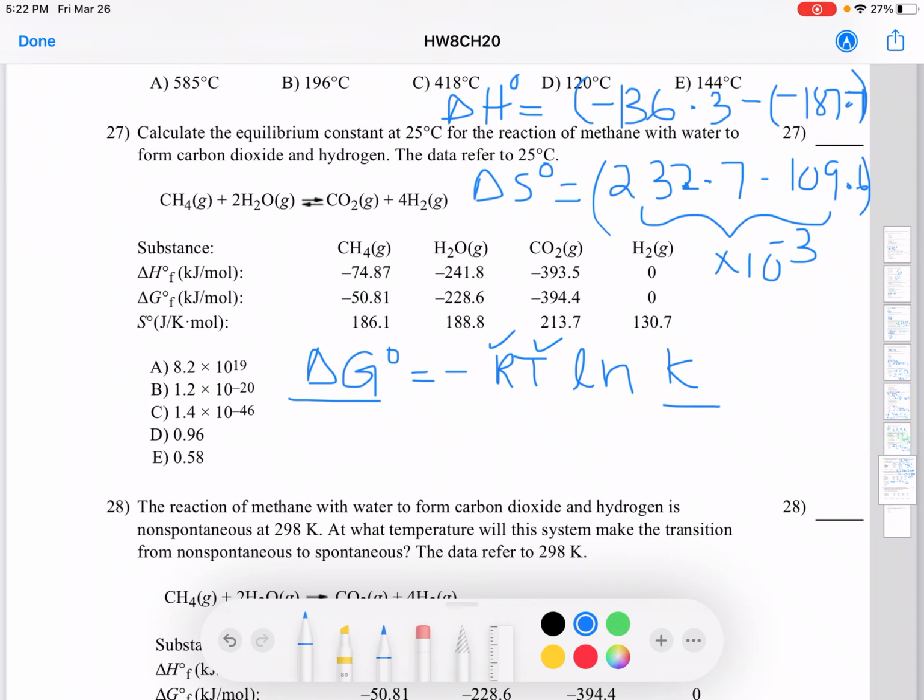Okay, you can use, maybe you can try both this and see. What do you do? You can find out the delta G naught with this equation, delta H minus T delta S.